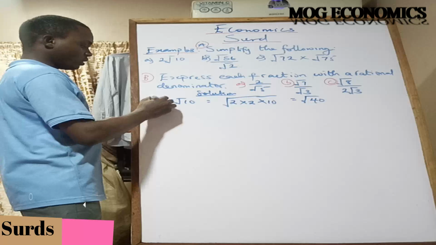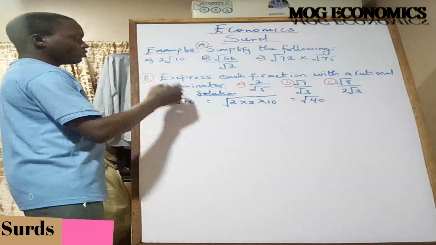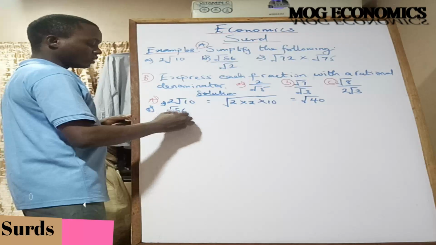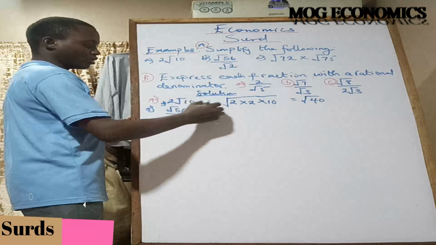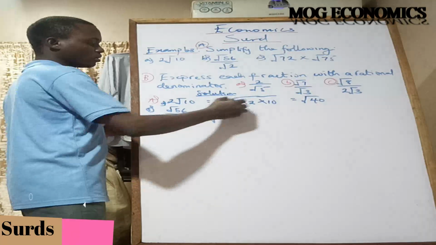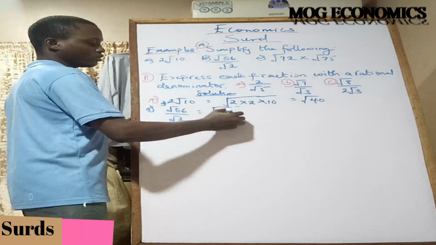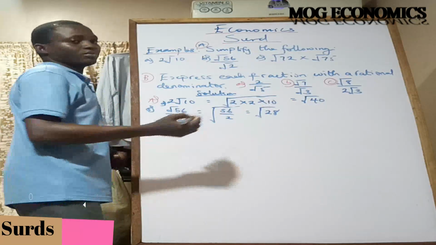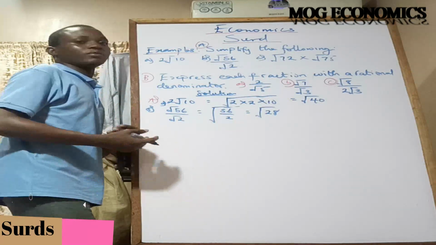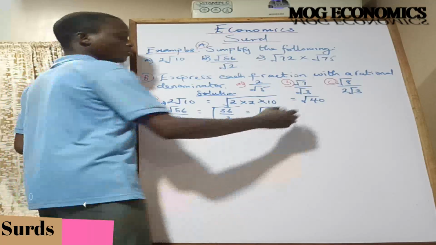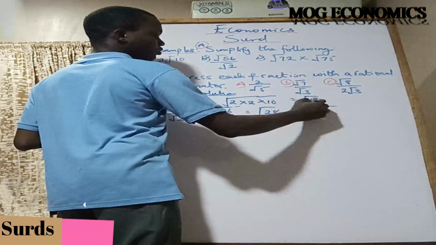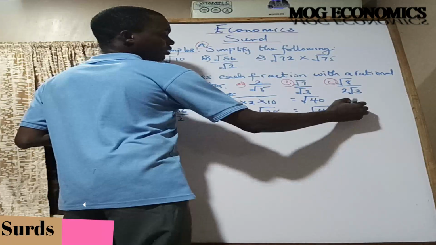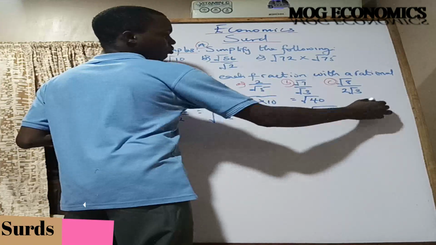Then that is A. And then for B, root 56 divided by root 2. Since they both carry the root, they are actually one bigger root, 56 divided by 2. And this is equal to root 28. So can we express 28 as a multiplication involving a perfect square? Yes. Root 28 can still be expanded to give us root 4 times 7. So essentially, this is root 4 multiplied by root 7.